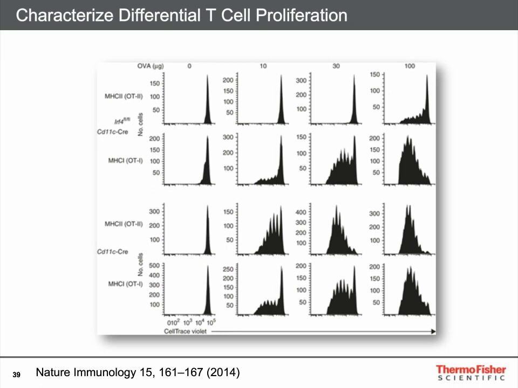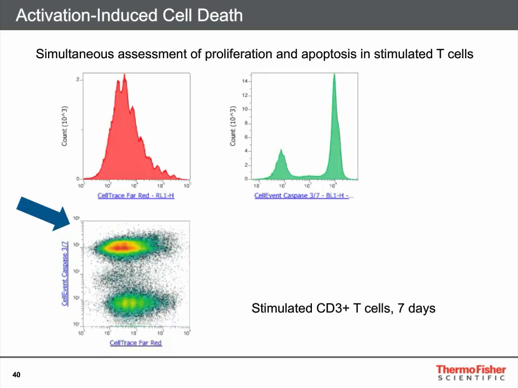And so, as I mentioned, because we can multiplex, we can, for example, look at the phenomenon of activation-induced cell death, where these cells are growing, they're being given too much activation signal, and we're seeing cell death.